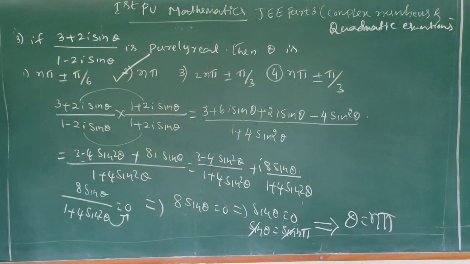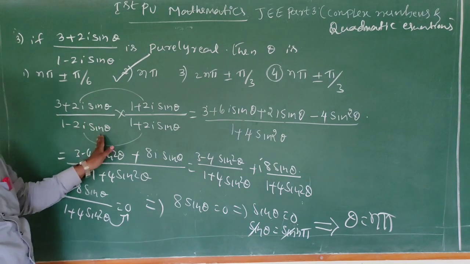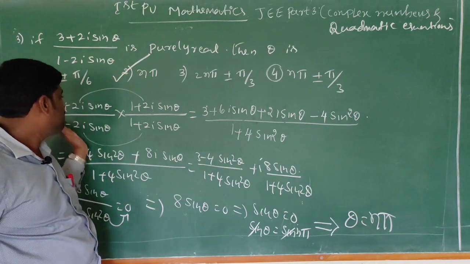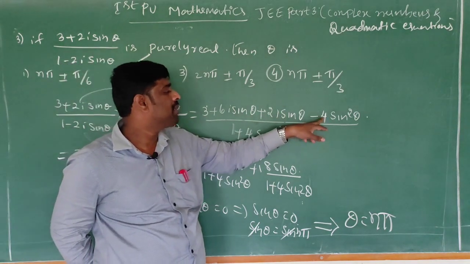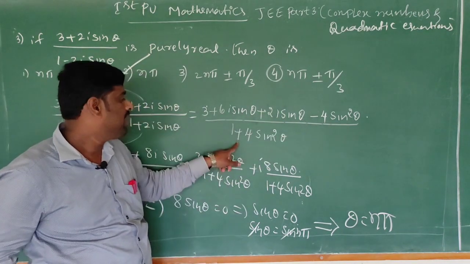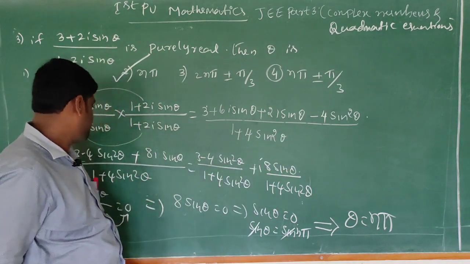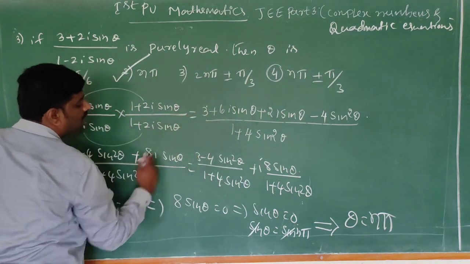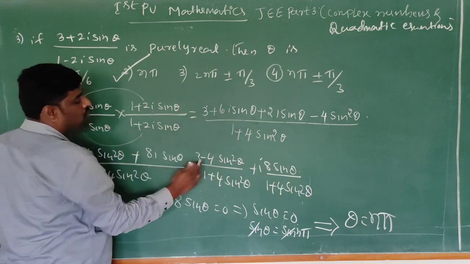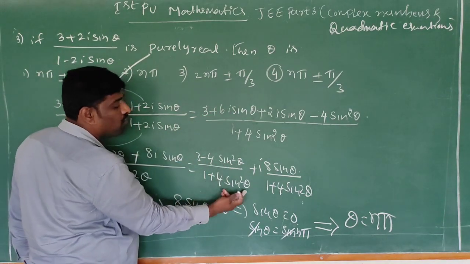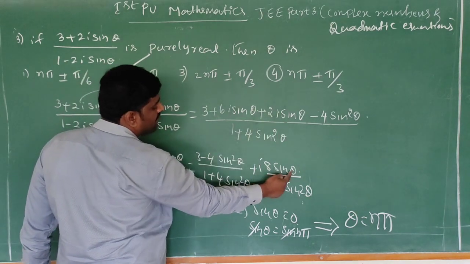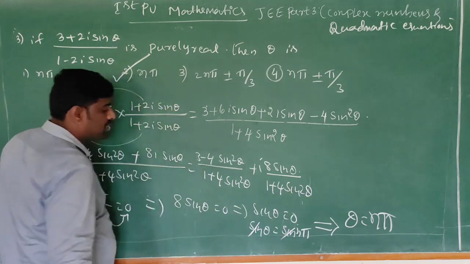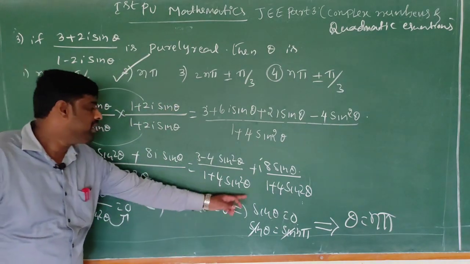Observe once again. (3 plus 2i sin theta) divided by (1 minus 2i sin theta). Just rationalize the denominator. So on simplification you will get (3 plus 6i sin theta plus 2i sin theta minus 4 sin square theta) divided by (1 plus 4 sin square theta). Now separate the real part and imaginary part. (3 minus 4 sin square theta) divided by (1 plus 4 sin square theta), and 6i sin theta plus 2i sin theta is 8i sin theta divided by 1 plus 4 sin square theta. So it is purely real.